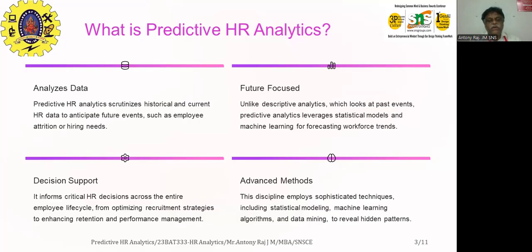For example, if you talk about employee attrition: will this employee leave the company or not? A good predictive HR analytical model can reasonably predict that. And decision support is definitely the backbone of HR analytics. Today, a lot of critical HR decisions have to be taken across the entire life cycle of an employee, for example optimizing recruitment strategies, enhancing retention, and managing the performance of employees. Predictive HR analytics is going to be a very big support system for the HR department in an organization.